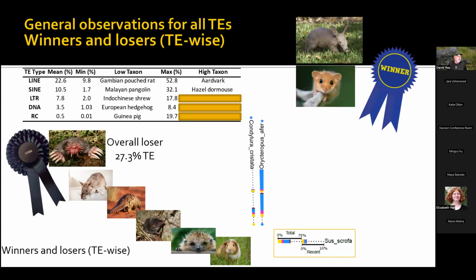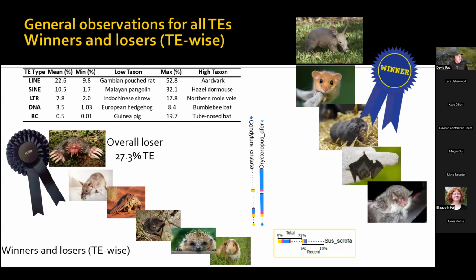The biggest SINE content among mammals is the hazel dormouse. When I gave this talk in Ireland, that actually is a native organism to Ireland, so I was able to wow the crowd with my knowledge of their local fauna. The northern mole vole, which is always just fun to say, has the most LTR retrotransposons. And not surprisingly, at least not surprisingly to us, a couple of bats have the most of the class 2 elements, DNA transposons and rolling circle transposons as well. The bumblebee bat, being the smallest mammal that we know of, has a huge amount of DNA transposons in its genome. And not surprisingly, the tube-nosed bat, for us a vespertilionid bat, has those rolling circles in it.